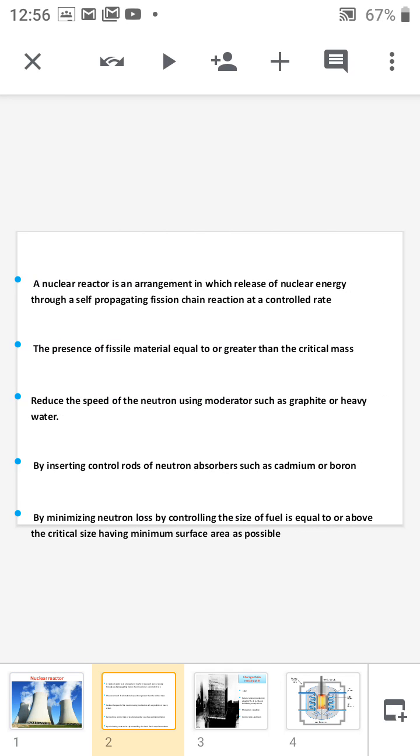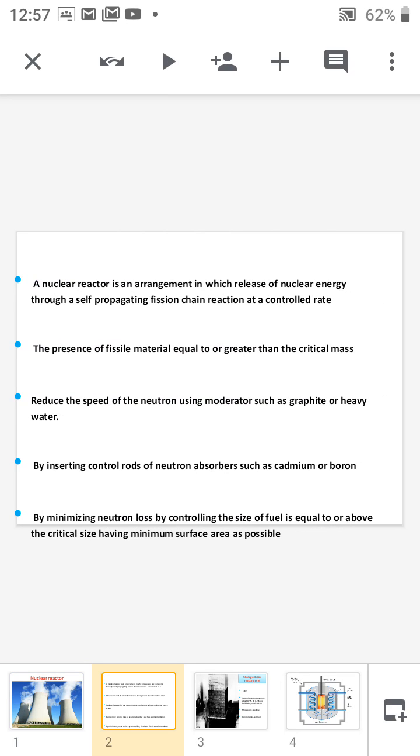the presence of the fissionable material is equal to or greater than the critical mass. Critical mass means the minimum amount of the nuclear fissionable material which is present in the reactor to continue the nuclear fission chain reaction in a controlled manner. So, you know that after every nuclear fission reaction, the nuclear material will emit one or two neutrons.